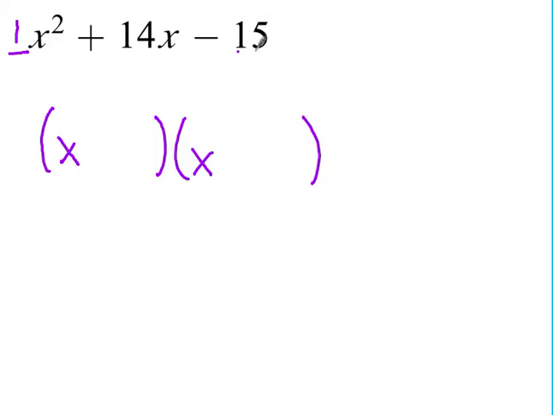So I'm looking for 2 factors of 15 that differ by, because it's not plus, they differ by 14. What are 2 factors of 15 that differ by 14? 1 and 15. So then now you need to think, how can you get a positive 14 from those 2 numbers? Positive 15 and negative 1. There you go.